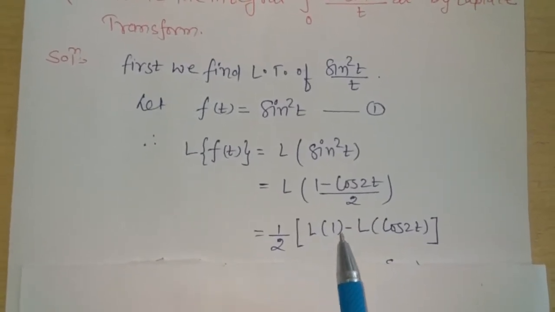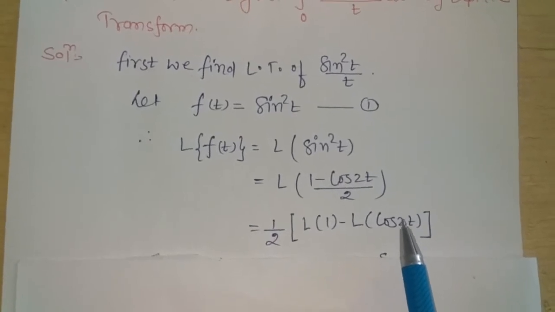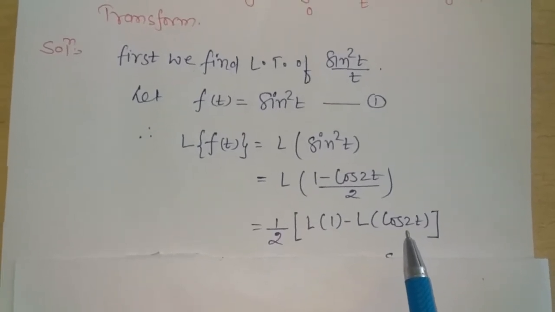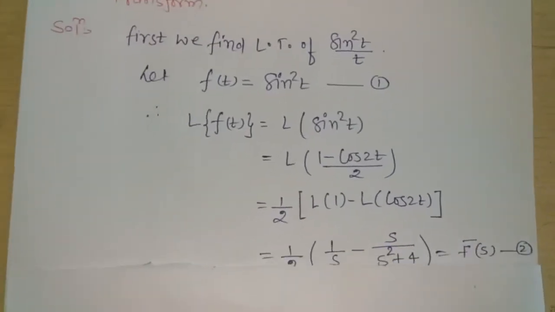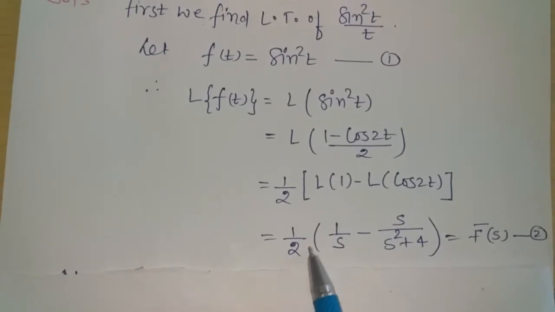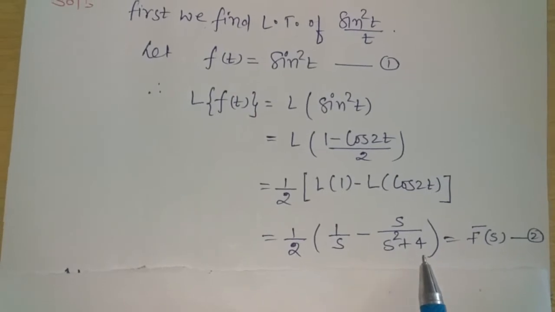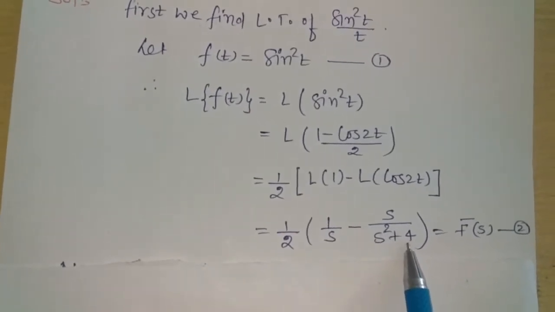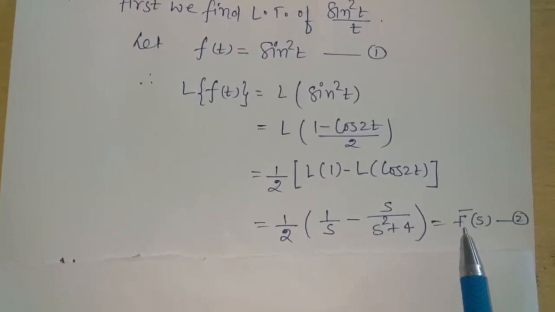Laplace transform of 1 is 1 by s, and Laplace transform of cos at is s upon s square plus a square, and here a is 2, so we get the Laplace transform of f(t) function is 1 by 2 [1 by s minus s upon s square plus 4], which we denote by f bar s. So this is the Laplace transform of sin square t.